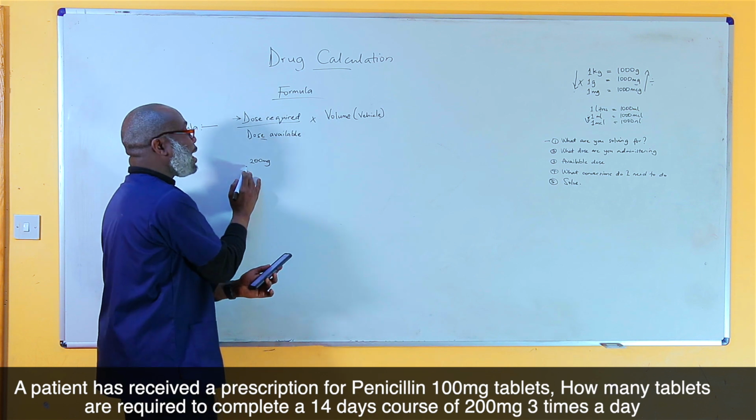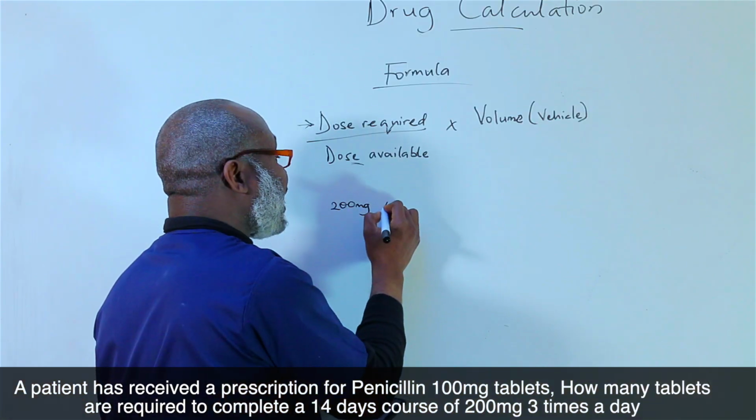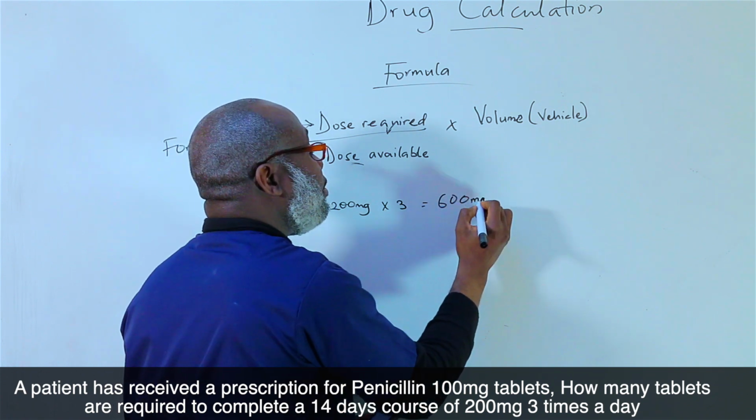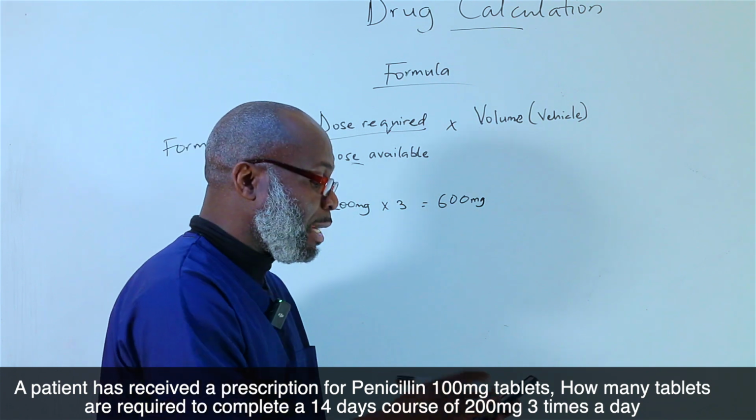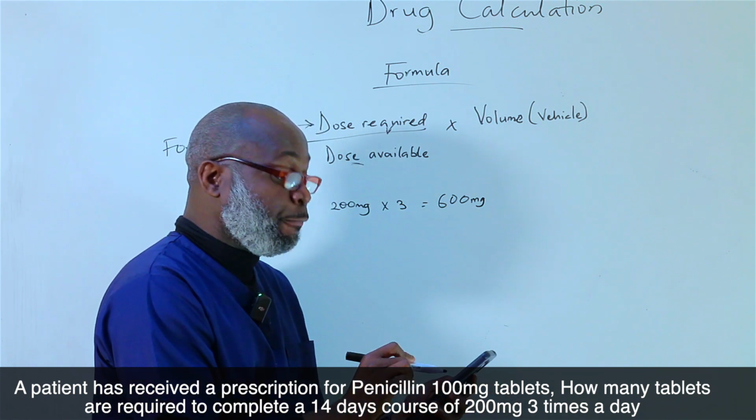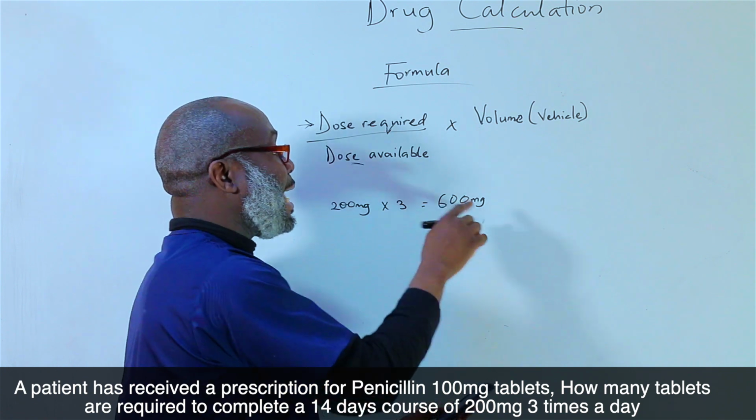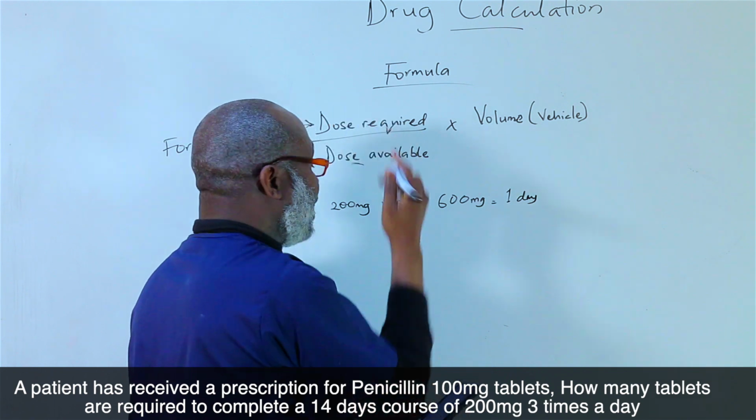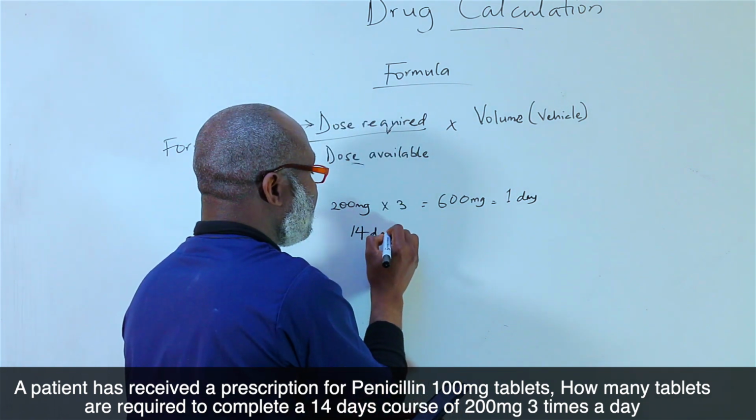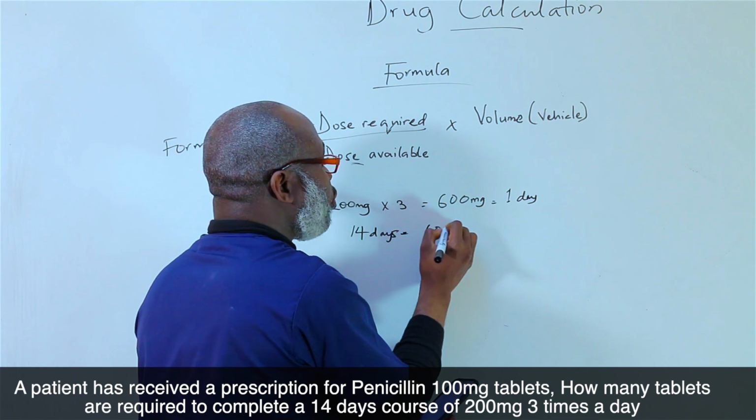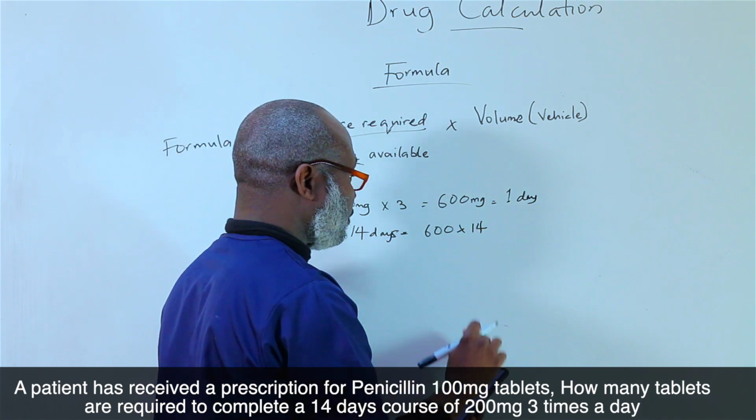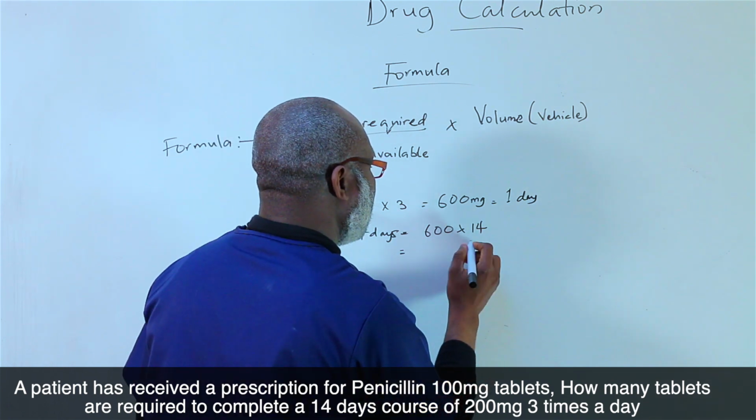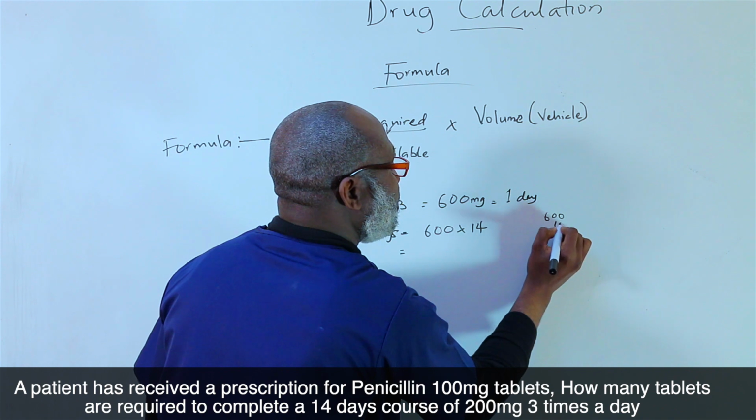So 200 milligrams 3 times daily, times 3. That would be, for a day, you need 600 milligrams of penicillin in a day. And it says 14-day course. So if one day is 600 milligrams, then 14 days is going to be 600 times 14. How much is that? 600 times 14.